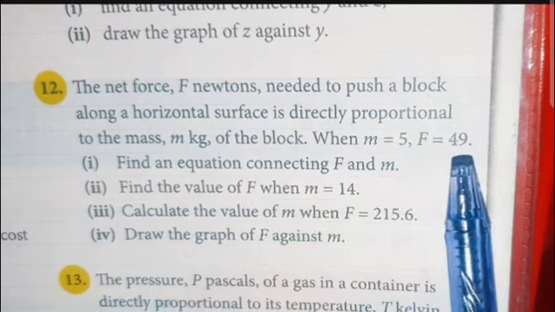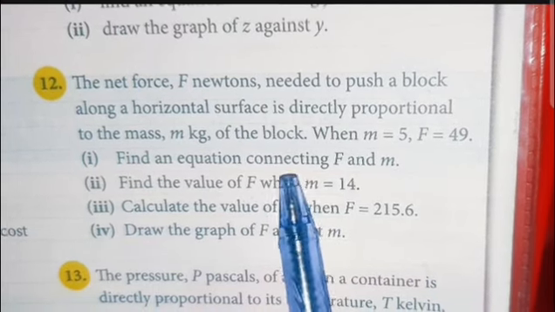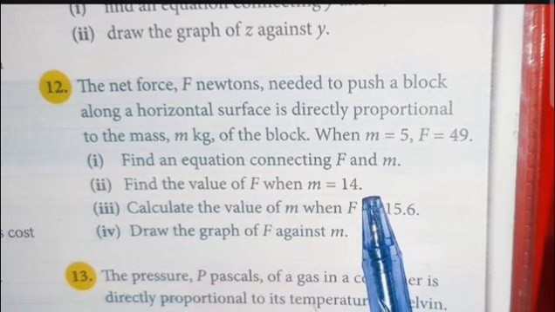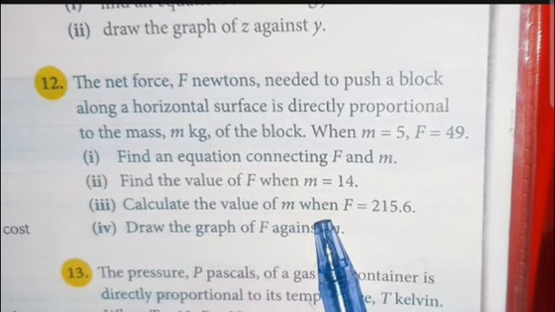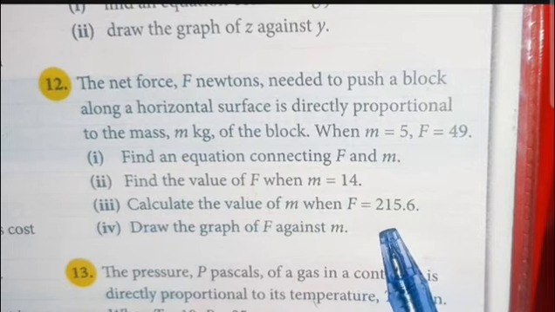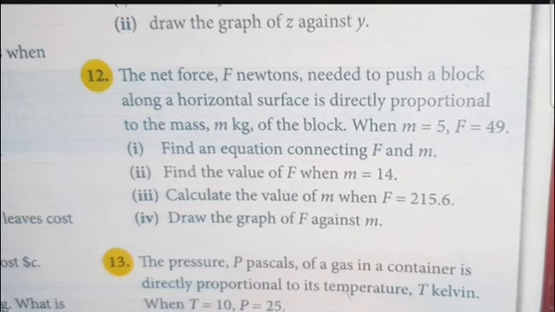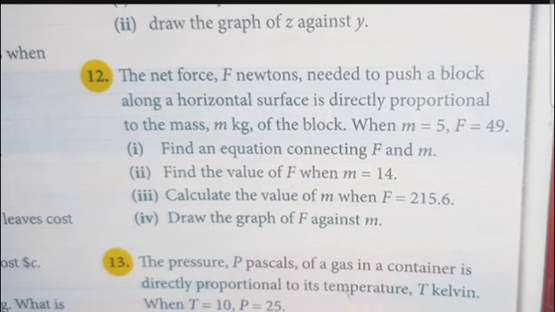When m is equal to 5, F is equal to 49. Find an equation connecting F and m. Find the value of F when m is equal to 14. Calculate the value of m when F is equal to 215.6, and the last part is draw the graph of F against m. So here we are solving.